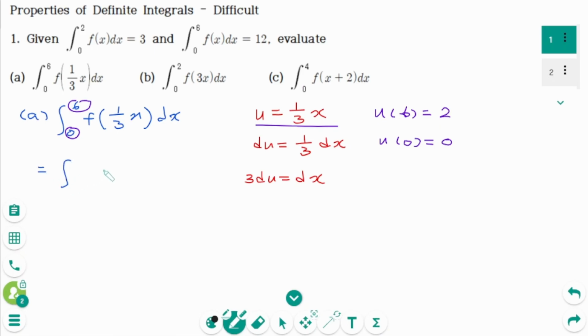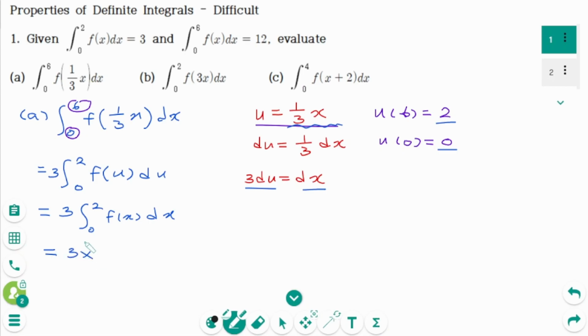Now the new upper limit is 2 and the new lower limit is 0. Then f of 1/3 x is f of u, and dx equals 3 du. This equals 3 times the integral from 0 to 2 of f of x dx, changing the variable. This equals 3 times 3, since this part is 3. The final answer is 9.